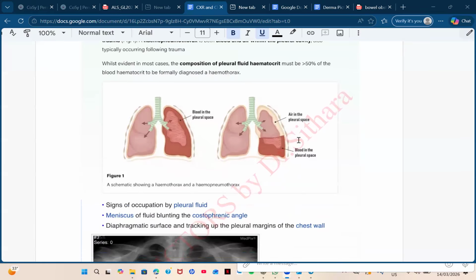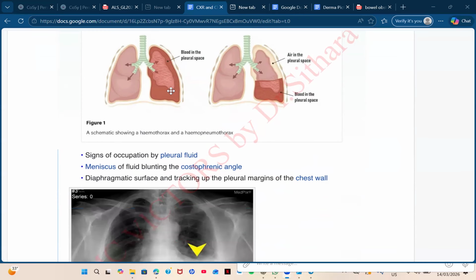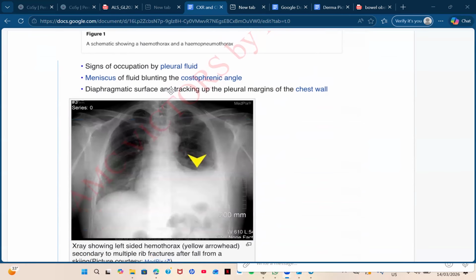So here also blood in the pleural cavity. You can see here blood in the pleural cavity. Here blood in the pleural cavity, and on the upper side air is also trapped in the pleural cavity. Here only blood. So how does it present? What are the X-ray signs that you can see, doctors? Which sign can you see?